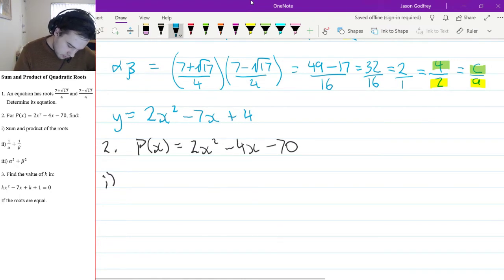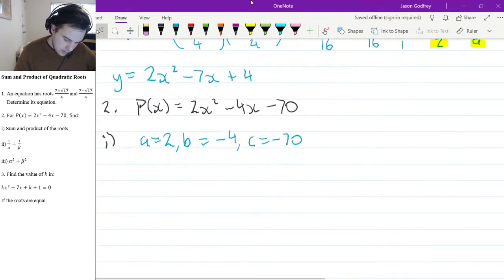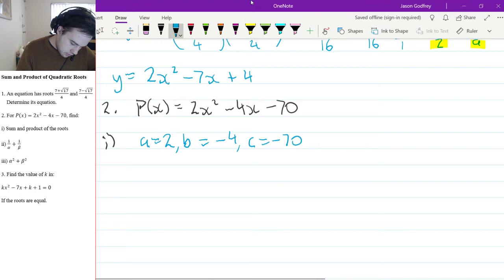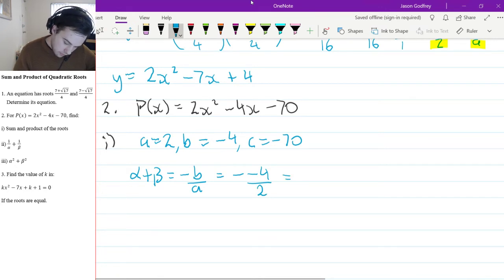So looking at this polynomial, this one's quadratic, but like I said, next lesson we'll go a bit higher order, higher degree. We've got a equals 2, b equals negative 4, and c equals negative 70. And so the sum of the roots, alpha plus beta, is negative b on a, which is negative 4 on 2, negative negative 4 is 4, and 2 is 2, so that's the sum of the roots.